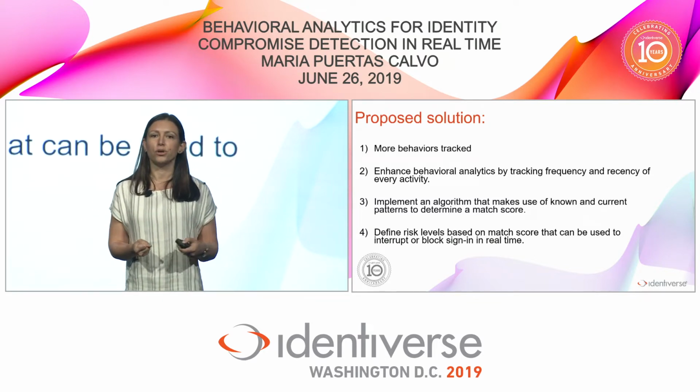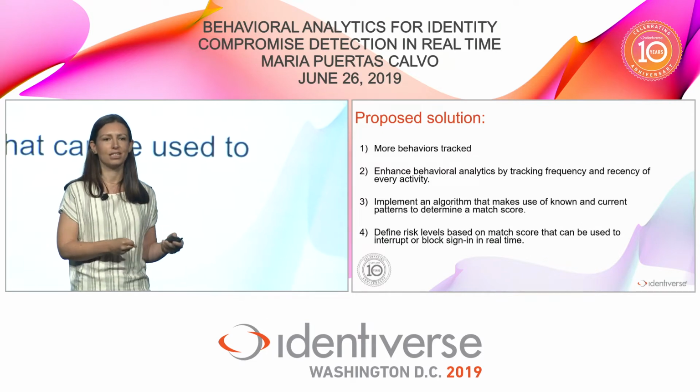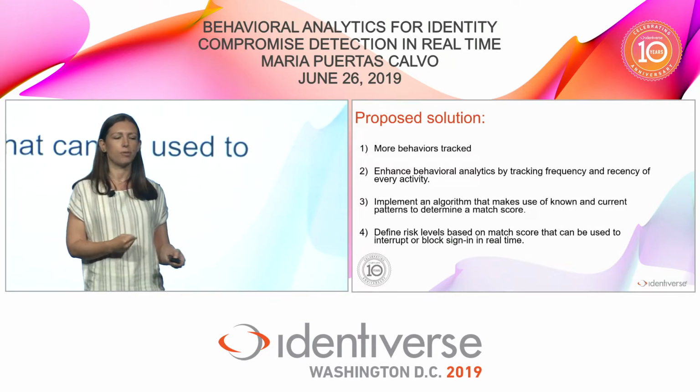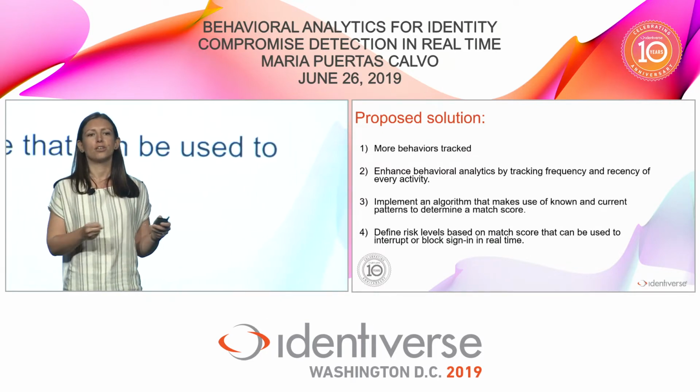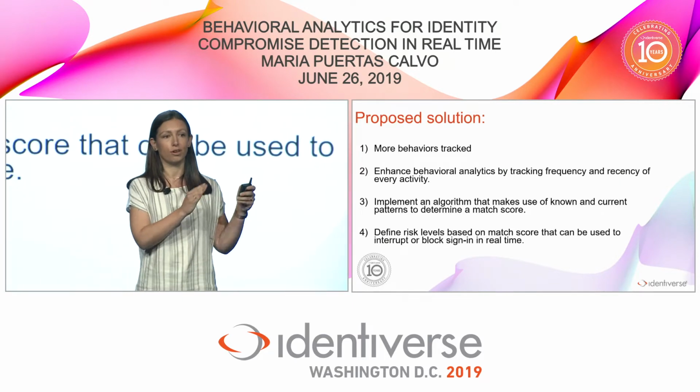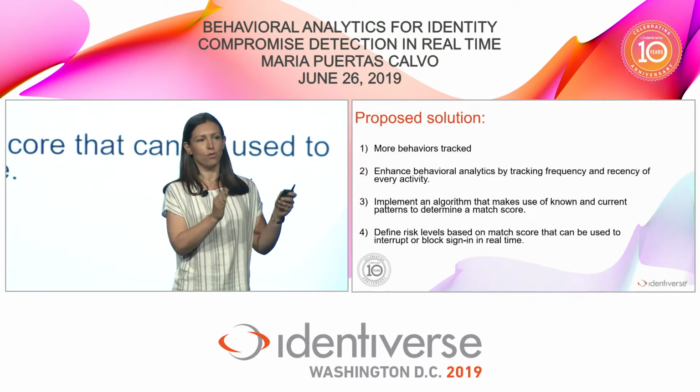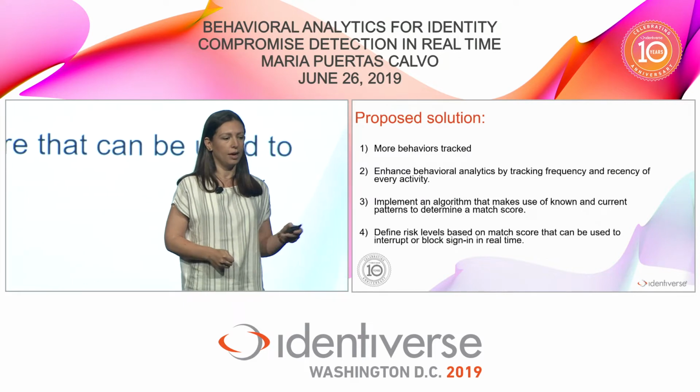And with this match score, then we're going to define the risk confidence levels, and we're going to use a probabilistic approach to do that, based on the likelihood of a user or a sign-in being a compromised one for each different match score.